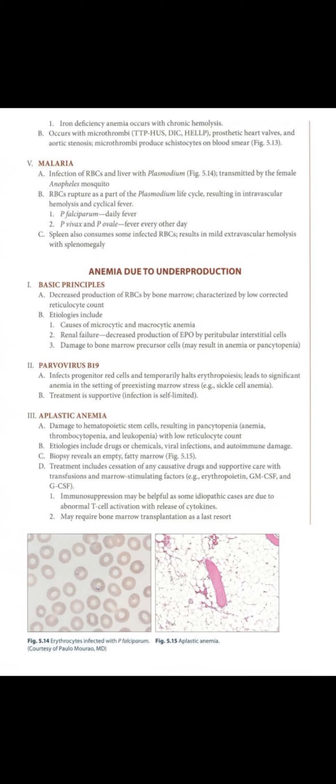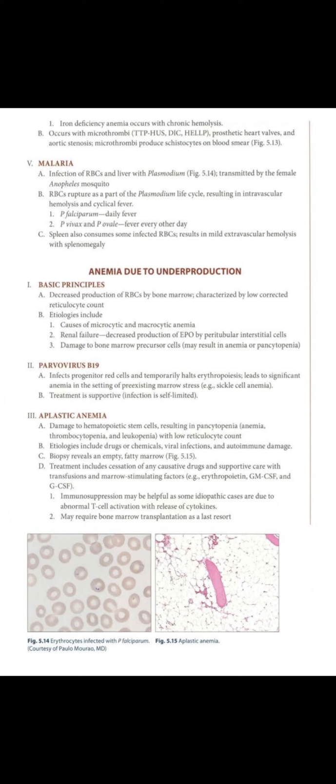Parvovirus B19 infects progenitor red cells and temporarily halts erythropoiesis, leading to significant anemia in the setting of pre-existing marrow stress, for example sickle cell anemia. Treatment is supportive, infection is self-limited.